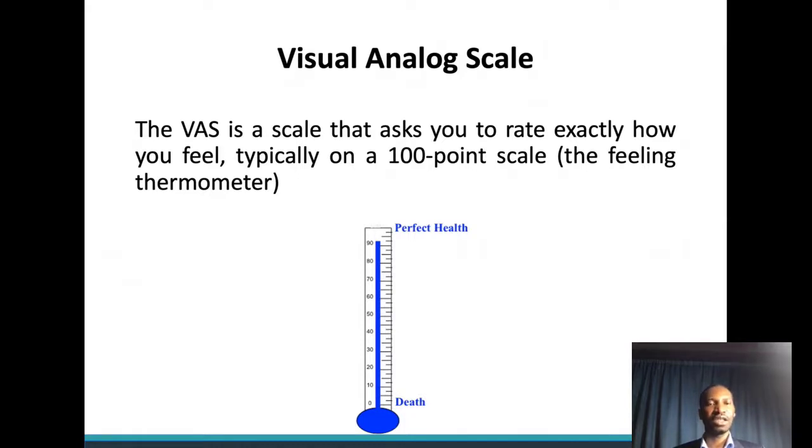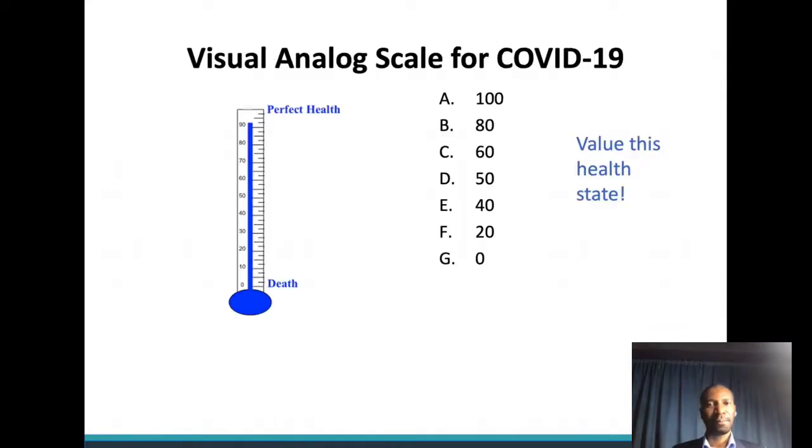What is the VAS? The VAS is a scale that asks one to rate exactly how he or she feels, typically on a scale of 0 to 100, like a feeling thermometer, 0 being the state of death and 100 being the state of perfect health, and any rating in between being some intermediary health state. So let's apply the VAS to COVID-19.